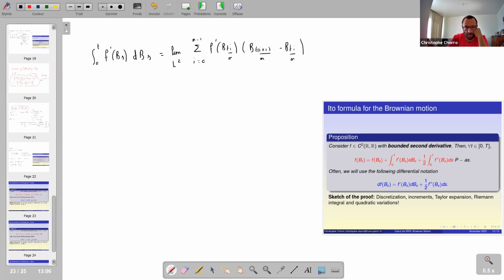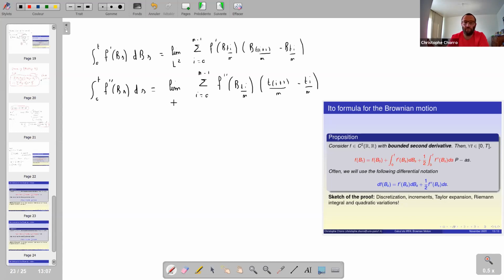For the second integral, it's a Riemann integral. So I can define it using the Riemann sum theorem, and it will be the sum from i equal to 0 to n minus 1 of f second of B_{t_i/n} times t_{i+1}/n minus t_i/n. And in fact, you can prove that the convergence here is an almost sure convergence. And since f second is bounded, I can pass from the almost sure convergence given by the Riemann sum theorem to a convergence in L2.